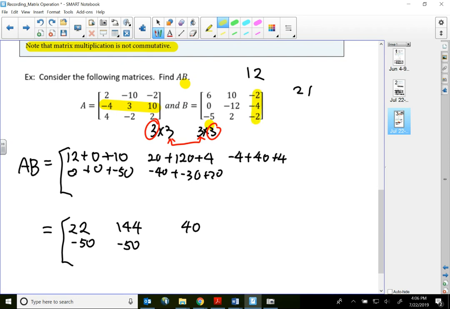2, 3 entry. All right. Negative 4 times negative 2, positive 8. Plus 3 times negative 4 is negative 12. Plus 10 times negative 2 is negative 20. So that's negative 32. Negative 32 plus 8, so subtract, that will be negative 24. All right.